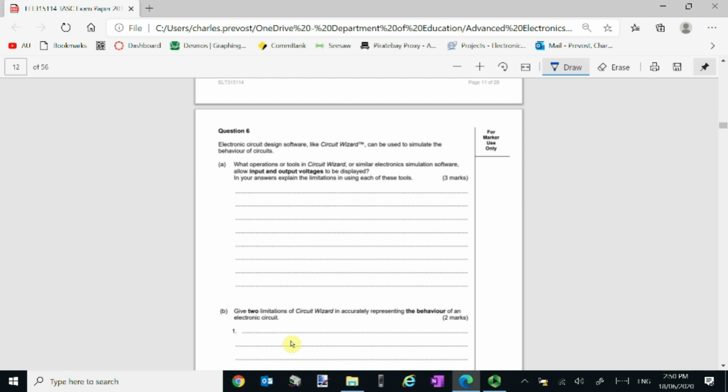Okay, question 6. Electronic circuit design software, a bit like Circuit Wizard, can be used to simulate the behaviour of circuits. What operations or tools in Circuit Wizard or similar electronic simulation allow input and output voltages to be displayed? So what you can do here is you can add meters or probes. So the probes in Circuit Wizard allow you to monitor the voltage at a particular point and graph it over time as well.